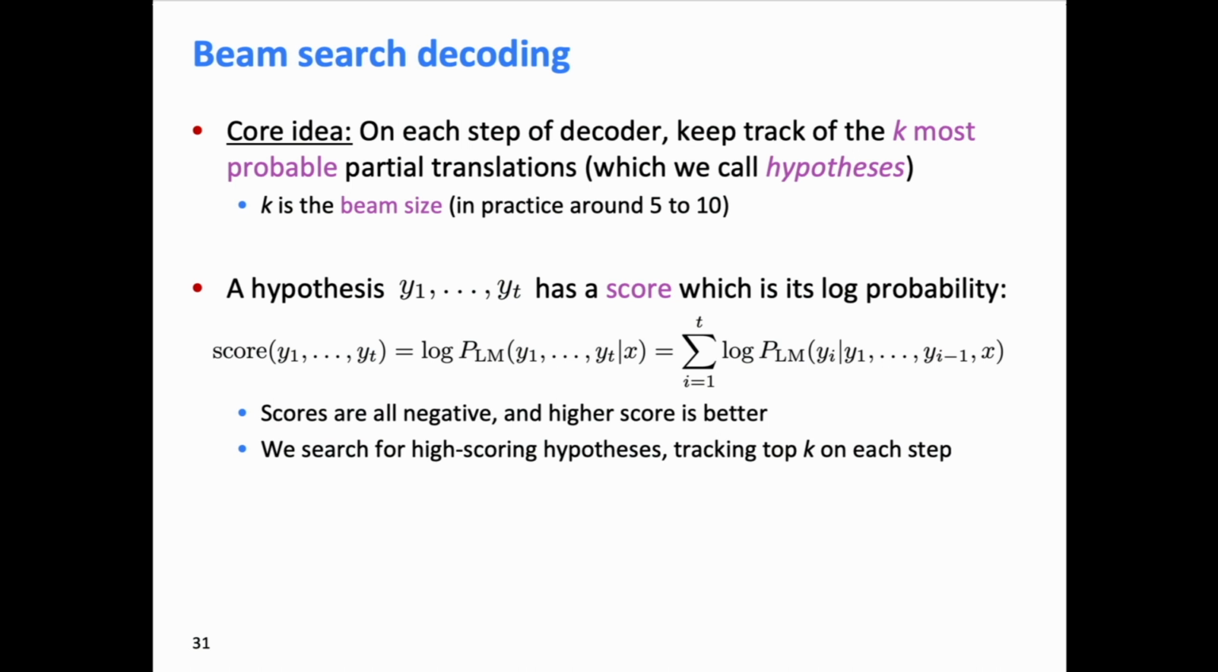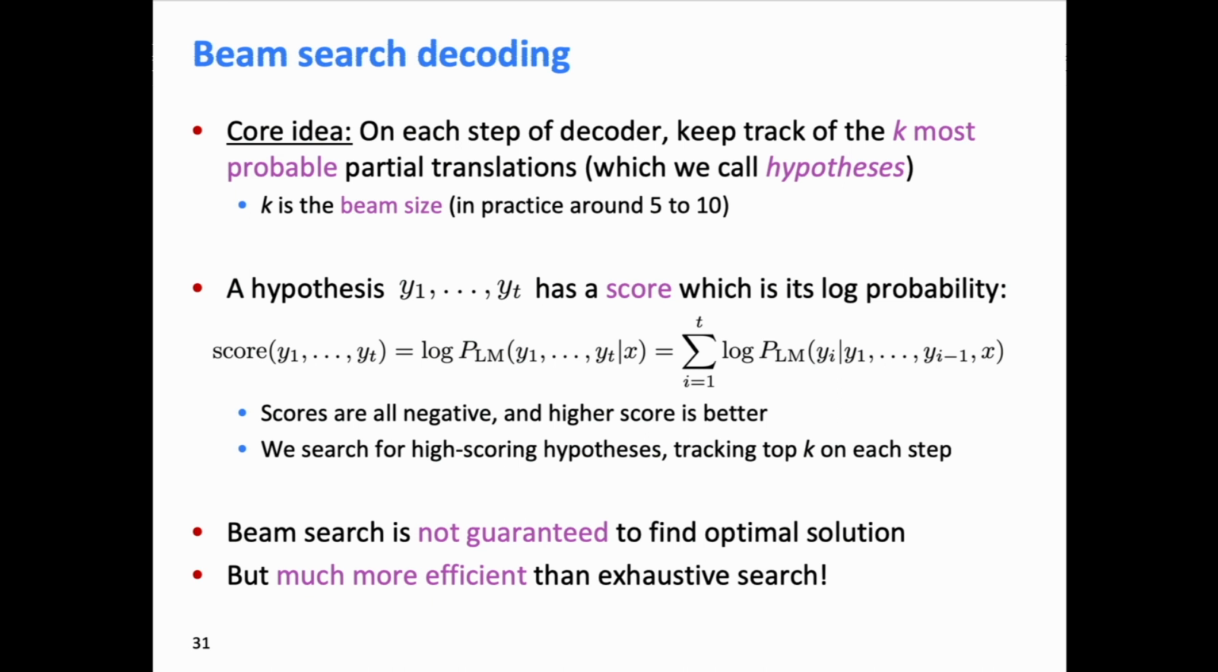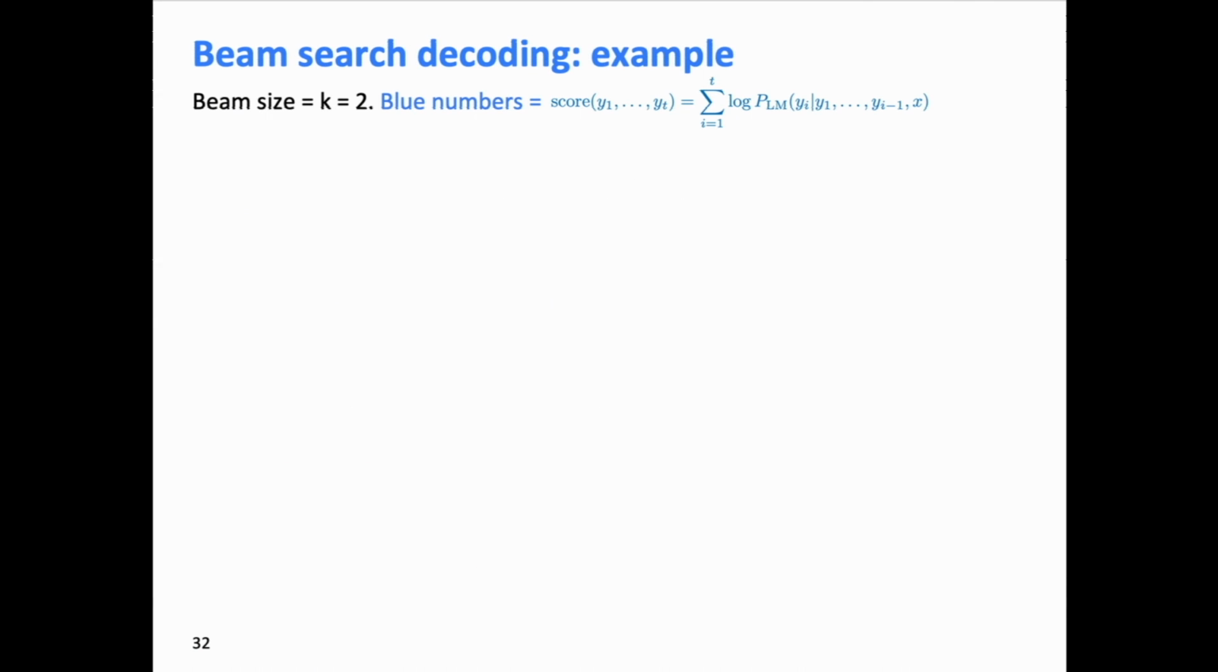I'm going to show you a detailed example in a moment, but the important thing to know is that beam search is not guaranteed to find an optimal solution. Exhaustive search, the one where you enumerate all V to the t possible translations, is guaranteed to find the optimal solution, but it's completely infeasible because it's so expensive. So beam search is not guaranteed to find the optimal solution, but it is much more efficient than exhaustive search, of course.